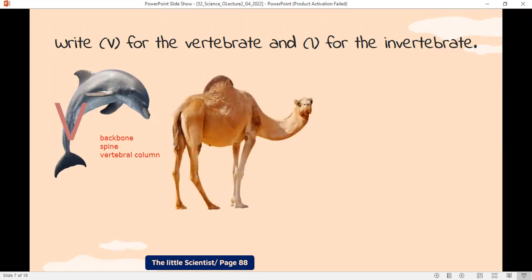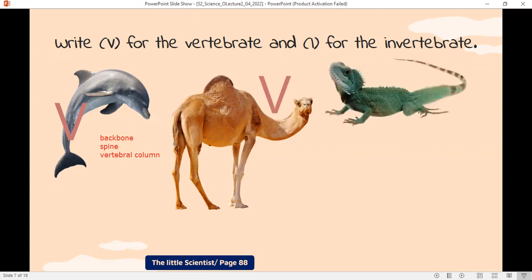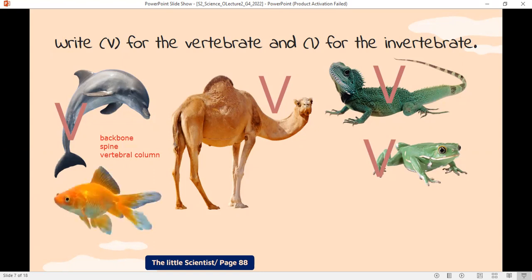What about a camel? Can you smash it? No, you cannot. The camel has a backbone, so it is also a vertebrate. The lizard. Yes, for sure, it is a vertebrate. You cannot smash it. It has a backbone. What about a frog? The frog is also a vertebrate. Frogs do have backbones.